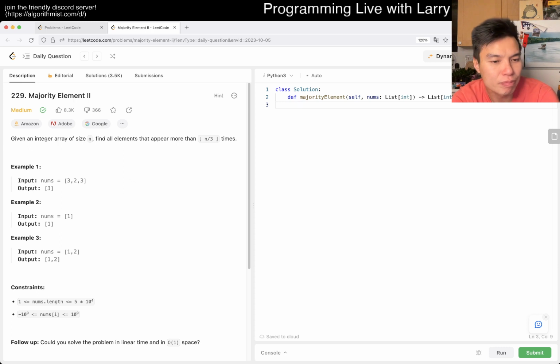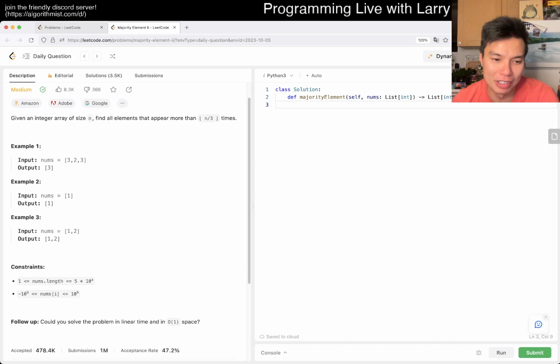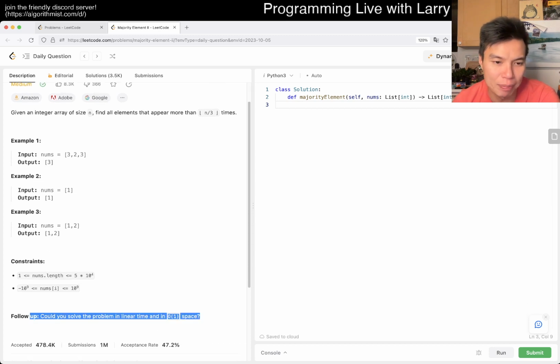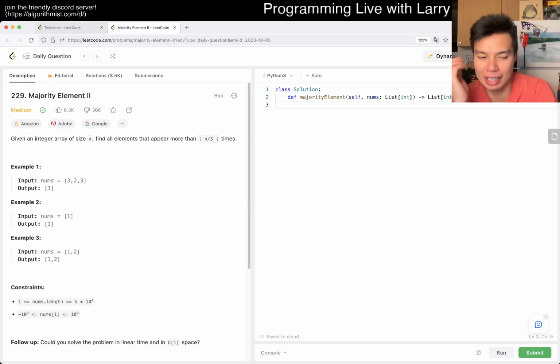So maybe we just have to do some maths there. And just to jump ahead a little bit, I'm trying to attempt to solve the follow-up, the linear time constant space, because like I said, otherwise you just put everything in a hash table or lookup table or whatever frequency table, and it's fine, right?